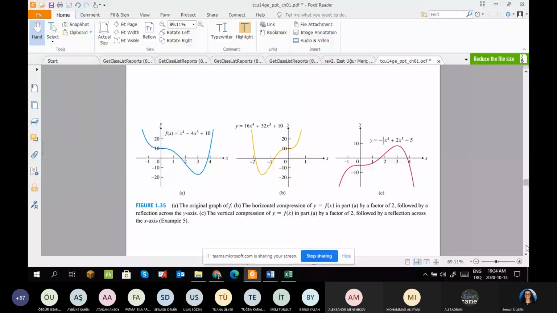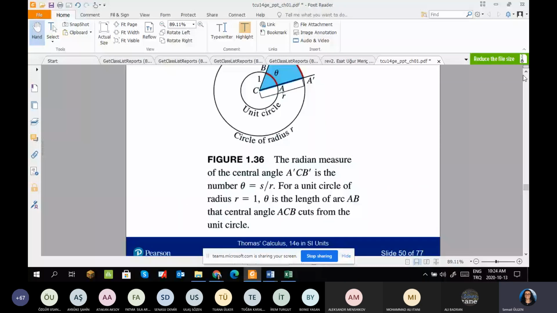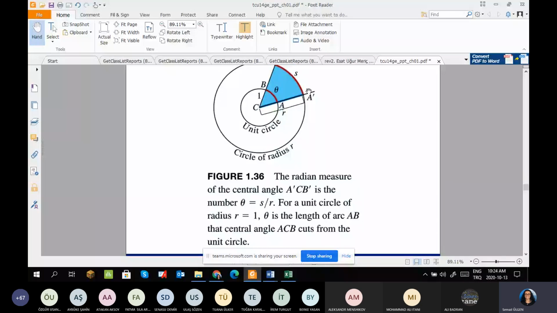So everybody knows what a radian is, okay? This is the definition of it. For a unit circle of radius r equal to 1, the radian theta is the length of the arc AB that the central angle ACB cuts from the unit circle, right? So this is the unit circle, and there's this angle theta, and theta is the length of this arc S we have here. Okay, that's the definition. So let's continue.